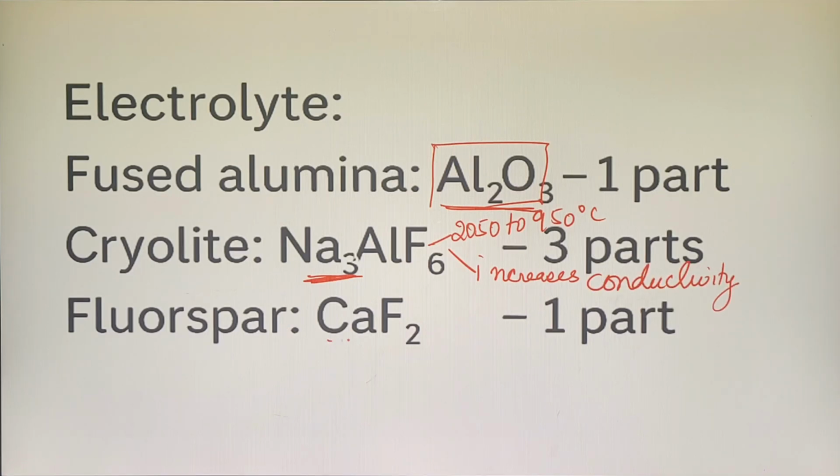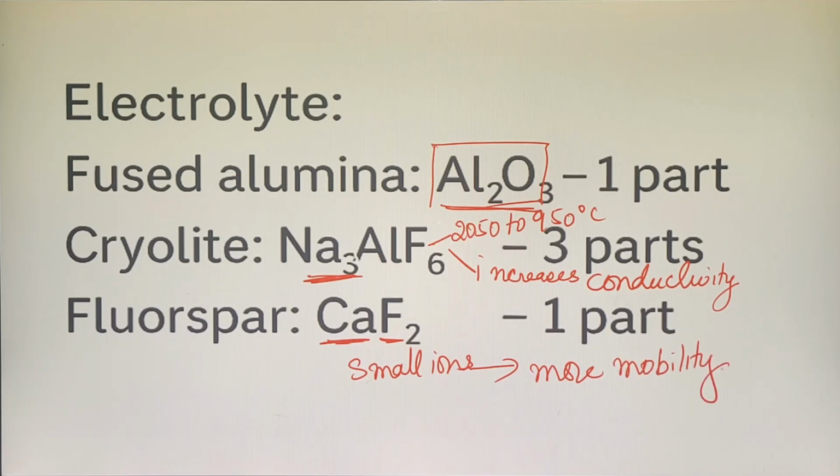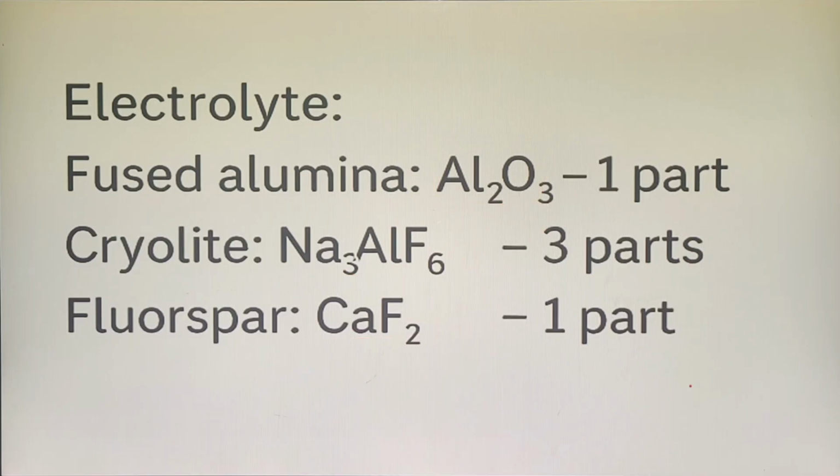The next thing that I have added is fluorspar. What is fluorspar? Fluorspar is nothing but CaF2. These are extremely small ions. The smaller the ions, the faster they can move, just like a scooty in a traffic jam. So the smaller the ions, the more will be the mobility. And the second thing is it acts as a solvent into which I can dissolve my electrolytic mixture. So these are the three things I have put into my electrolytic mixture.